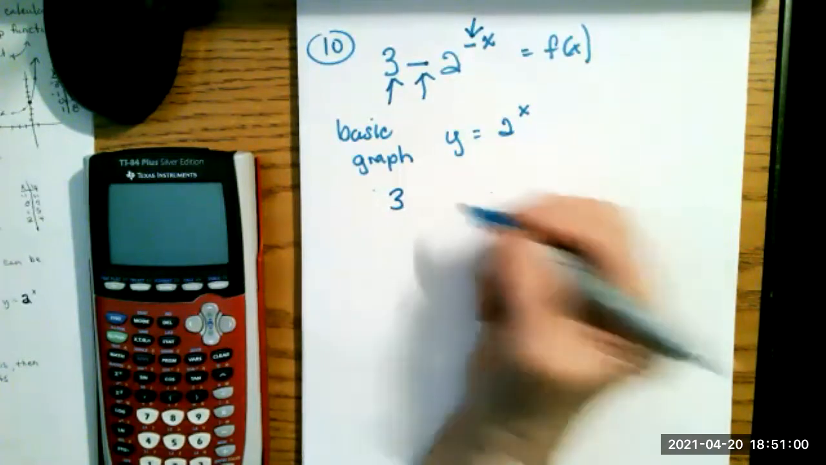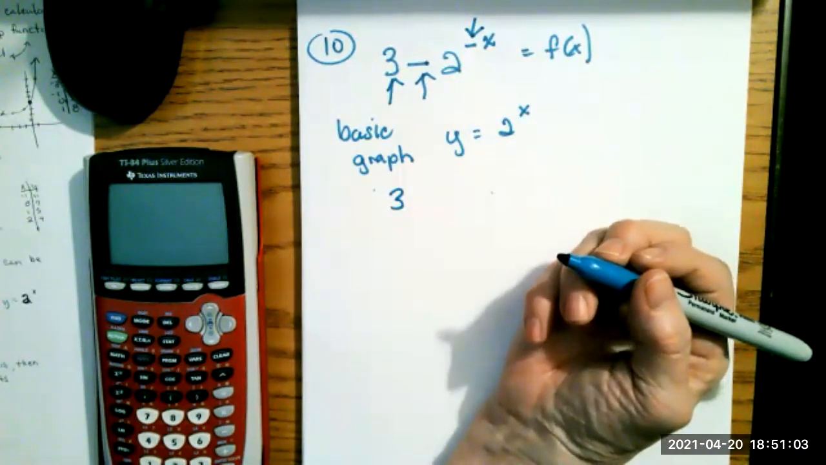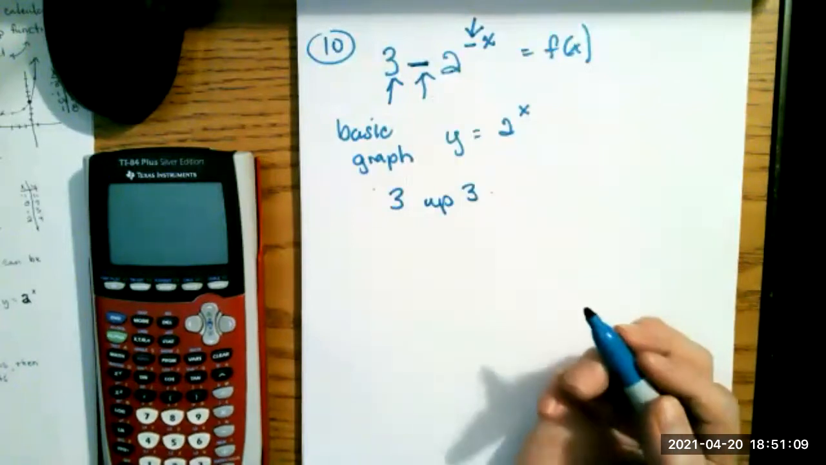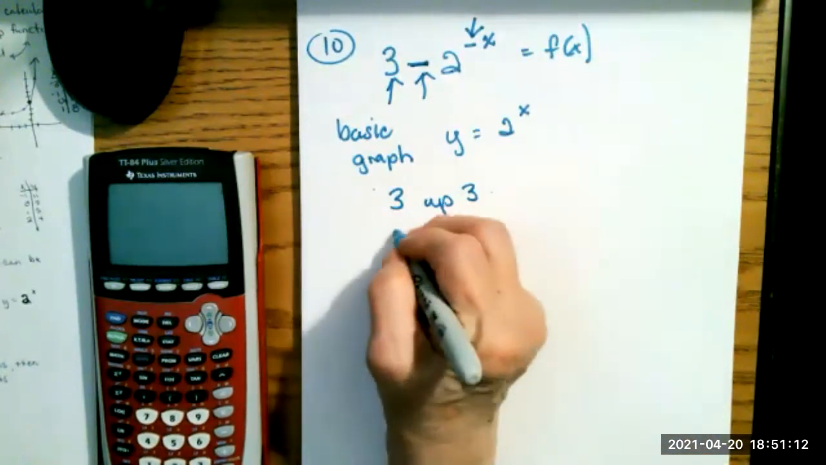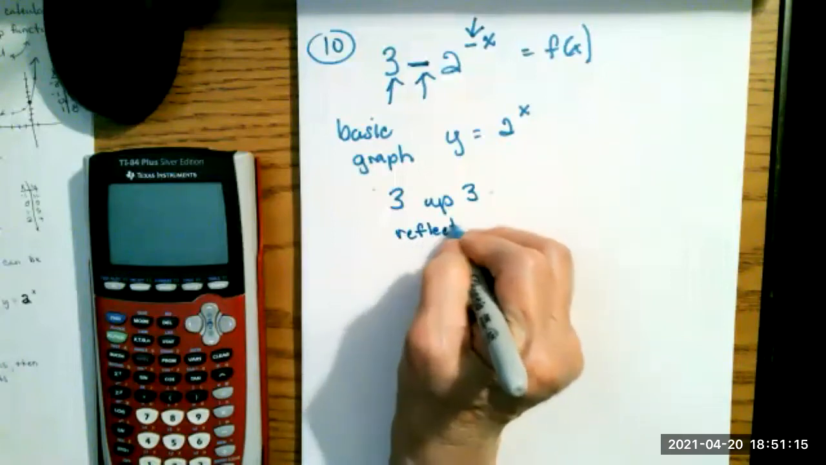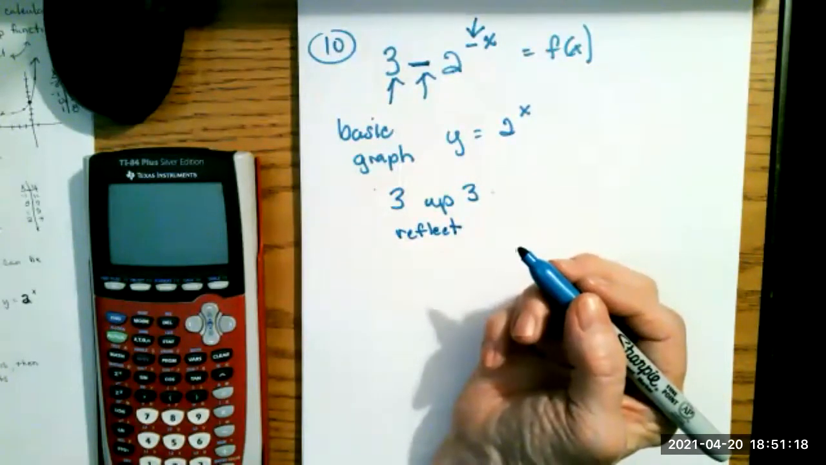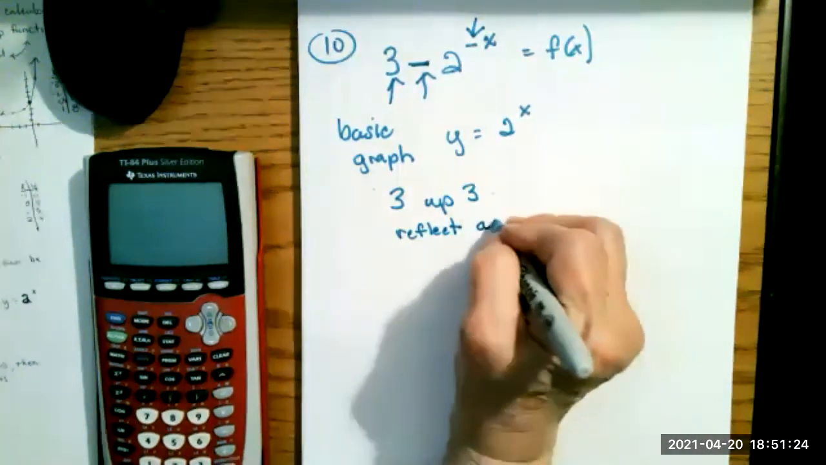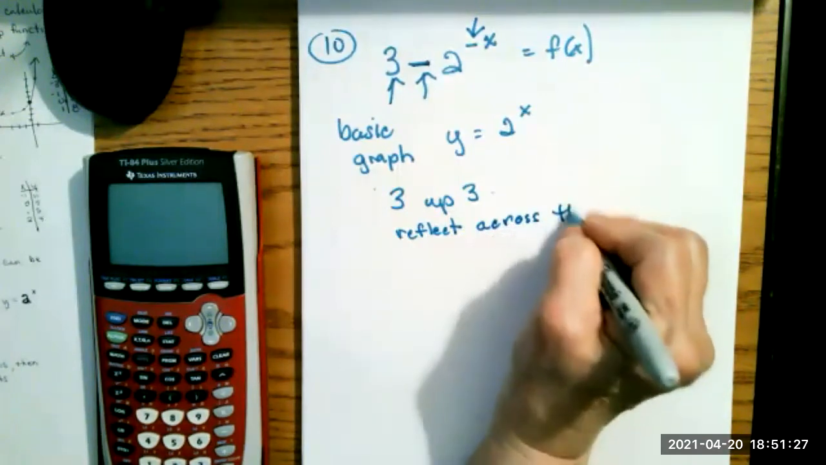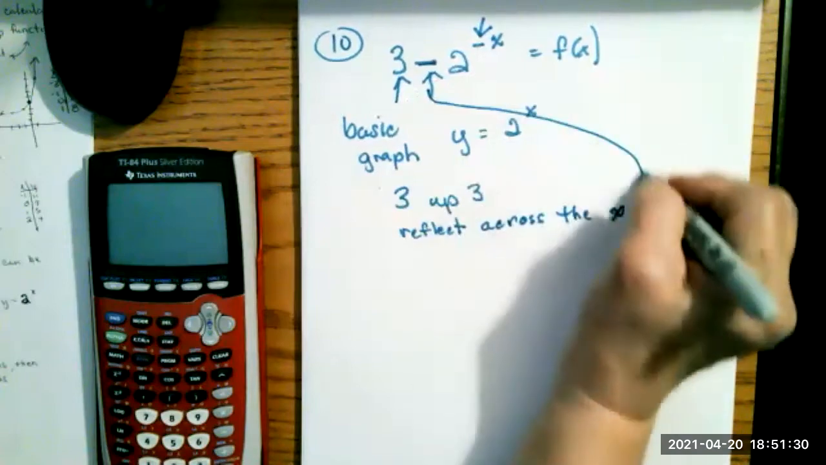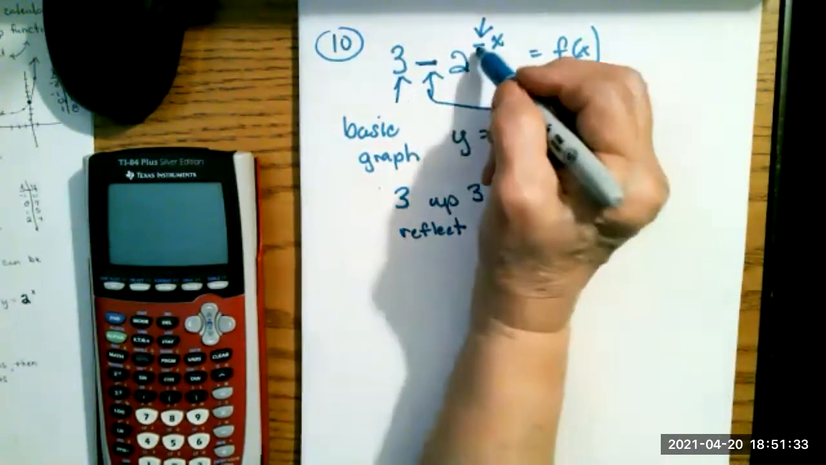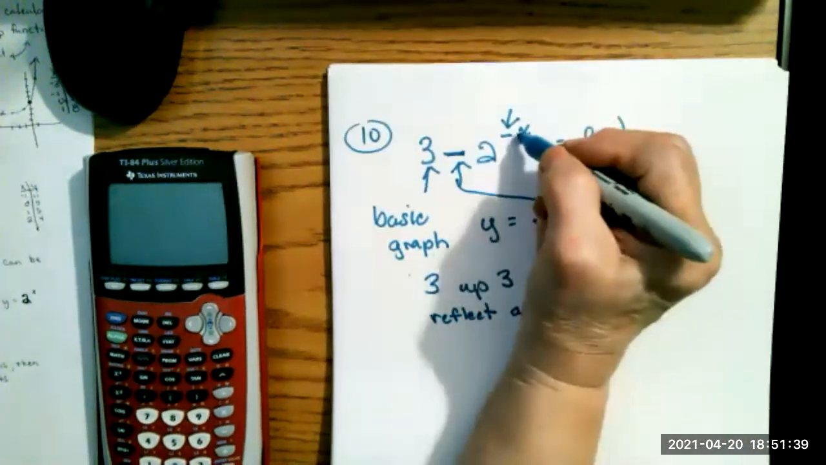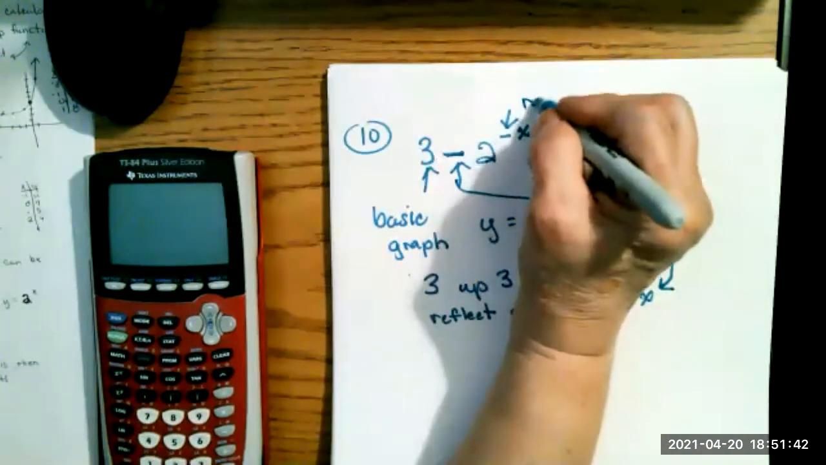Shifts to the left? No, the 3, I'm sorry. Up 3. What does the minus in front of the 2 do? Shift down? No, oh, I'm thinking about the exponent. I'm sorry. It reflects across the x-axis. That's this one. Now, what does this minus up here on the exponent do? Reflects across the y. Yes.